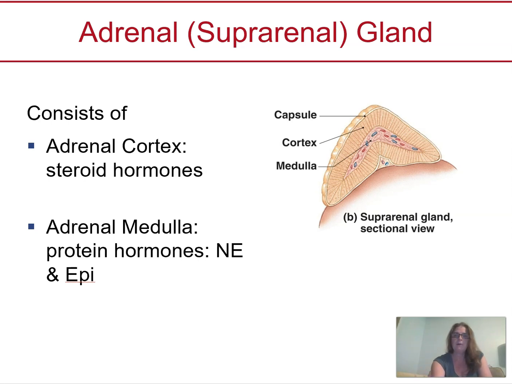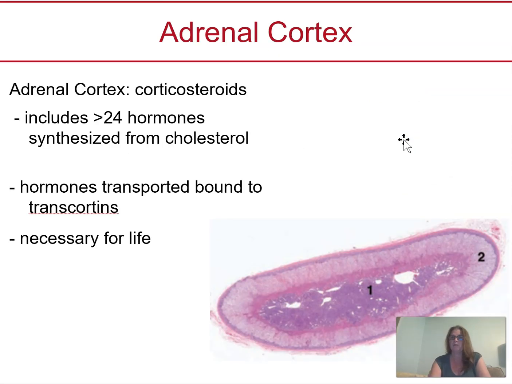But we have this outer area, which is called the adrenal cortex, and then we have the inside of it, which is called the adrenal medulla. Now, the adrenal cortex, remember, makes steroid hormones. Steroid hormones are made in 2 places in the body. They're made in the adrenal cortex, and they're also made in the gonads, the ovaries and the testes. The adrenal medulla makes protein hormones, and you actually already learned of these. They're norepinephrine and epinephrine, which we talked about with the sympathetic nervous system.